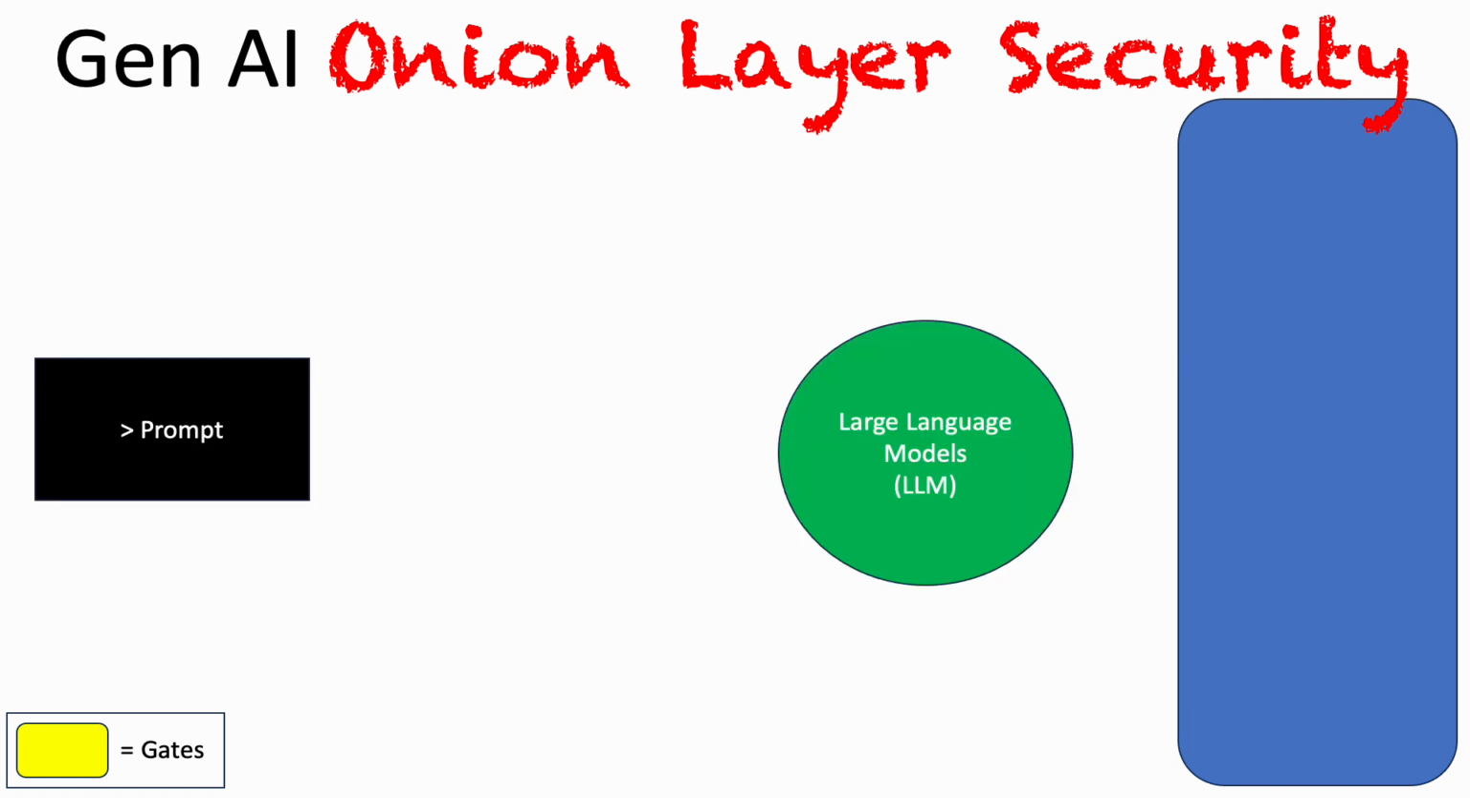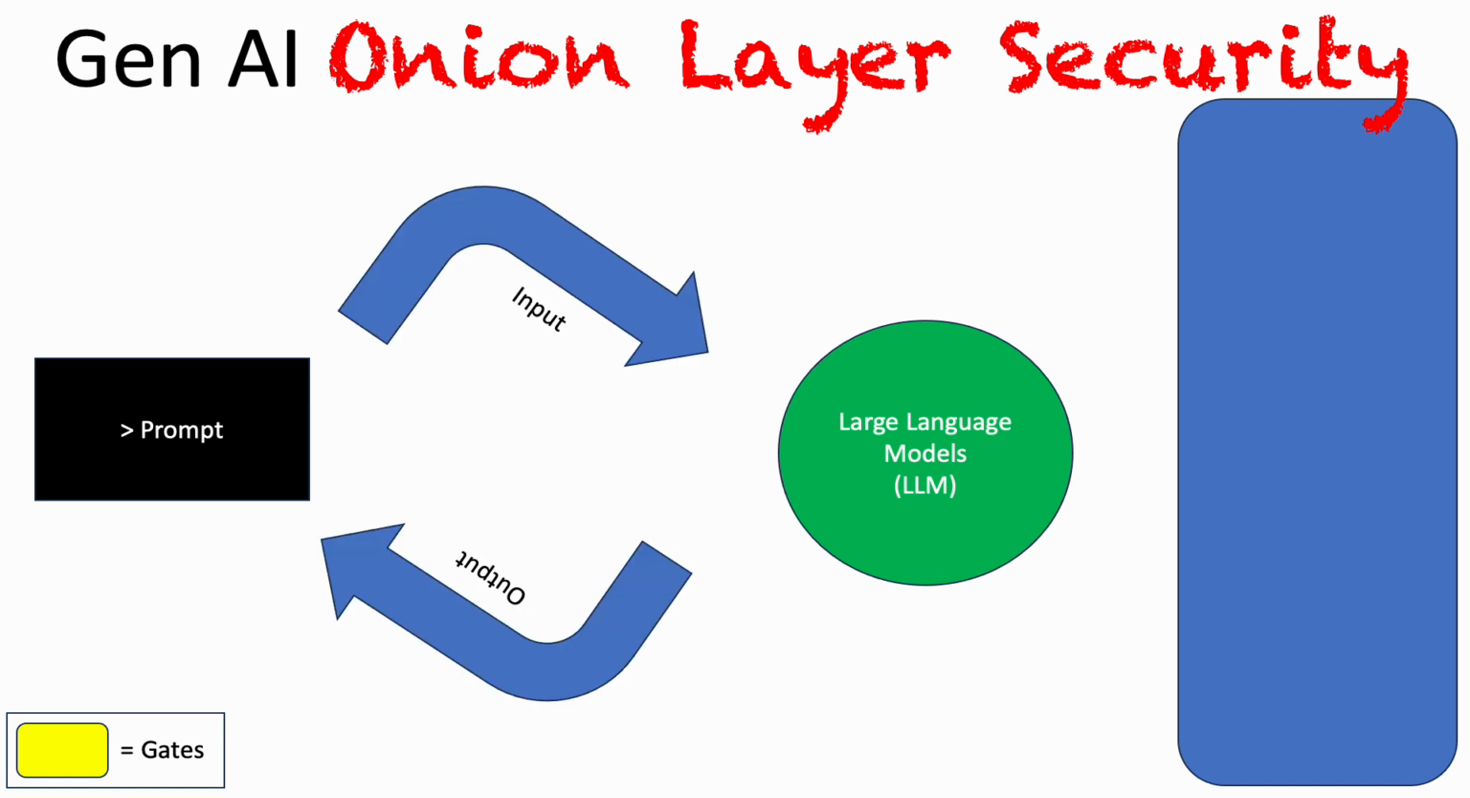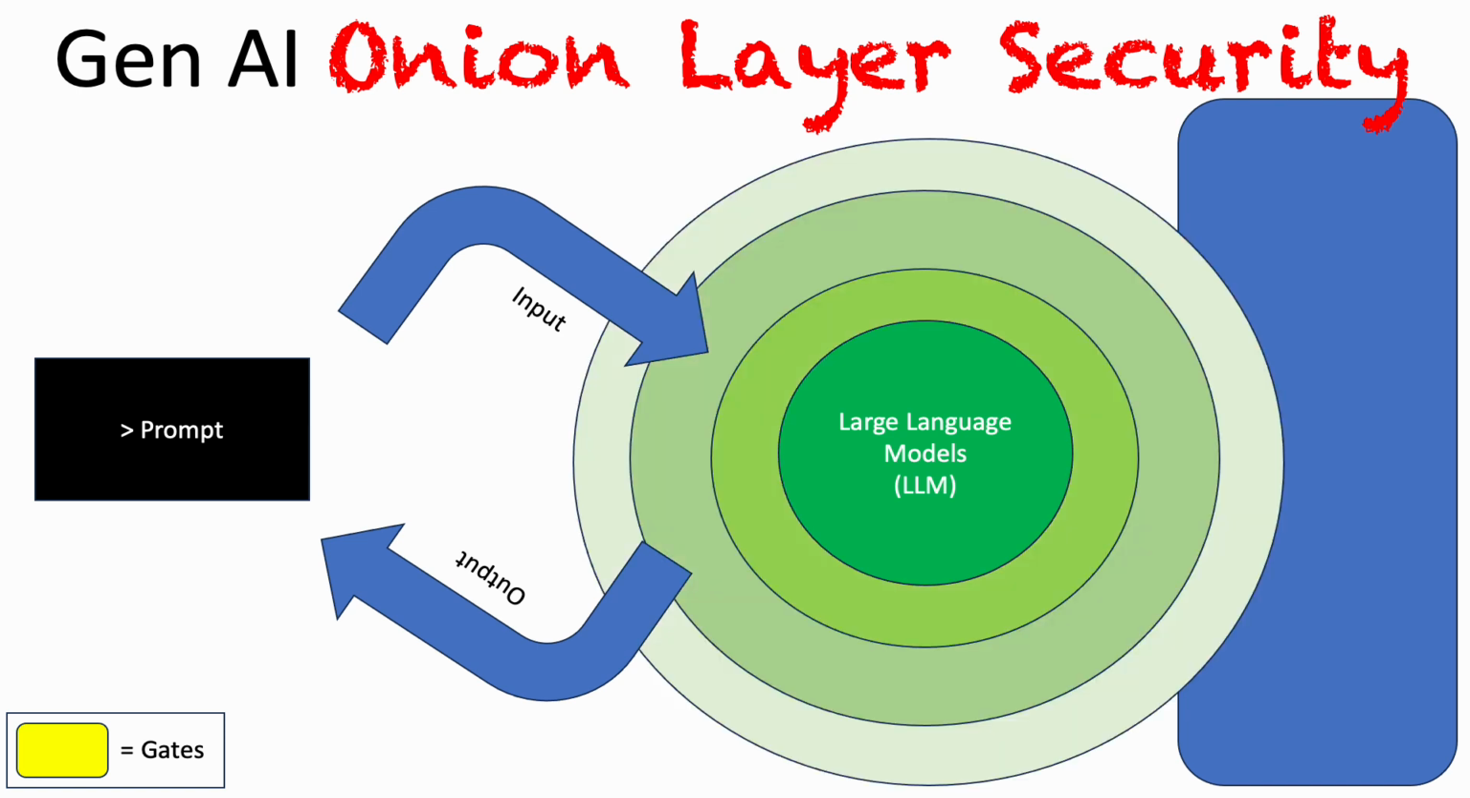We have our generative AI prompt, the means that we use to access the API of the large language models. The way we interact with the prompt and the large language models is through a series of inputs that we use with the prompt, and in return the large language model is producing some kind of output to us. And that's exactly what onion layer security is: layers of security. That's where the concept of onion layer comes into place.